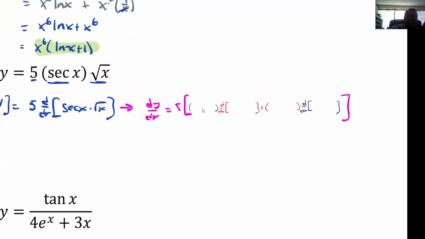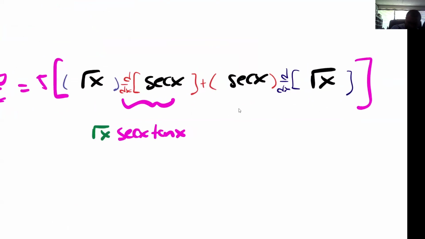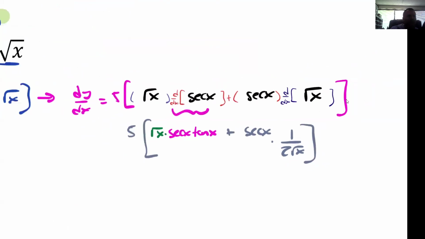All right, so this is going to be the second function times the derivative of the first. So we got a square root of x, secant of x. We got another secant of x there and a square root of x. Now it just comes down to knowing derivatives. The derivative of the secant of x is going to be the secant of x times the tangent of x. I have that square root of x out front that didn't get anything multiplied by it, plus secant times the derivative of the square root. The derivative of the square root of x is 1 over 2 square root of x. So I'm multiplying by the secant. So we would have this whole thing multiplied by 5.